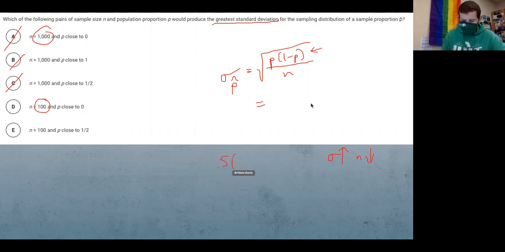0.5 times 0.5, which would be our p times 1 minus p, or 0.1 times 0.9. Which is bigger? Well, this gives me 0.25. This is 0.09. And so it gets bigger the closer we get to 0.5. So it turns out being as close to 1/2 as possible and having a sample size of 100 compared to 1,000 is going to give us our greatest standard deviation.